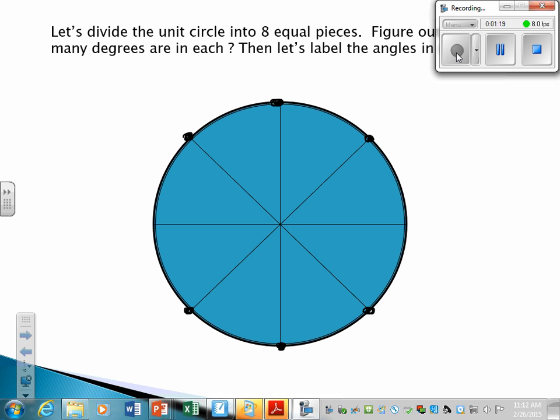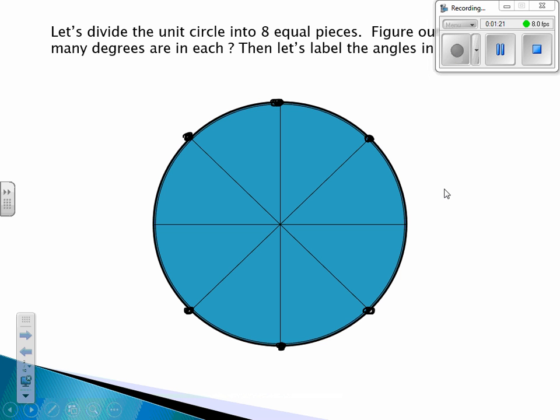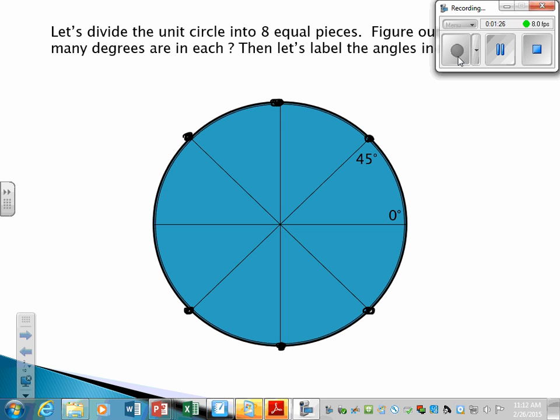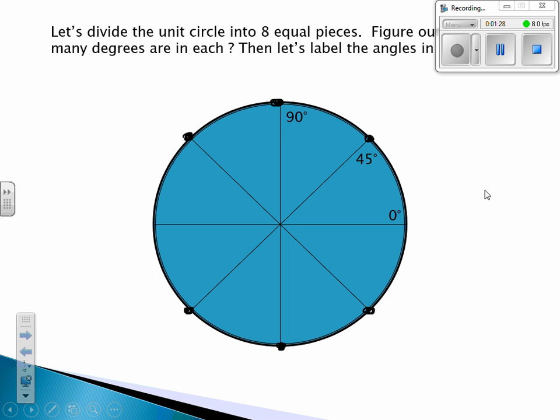Label all of your sections. And then the next thing I want to do is radians. If I know all the way around is 2 pi, then 2 pi divided into 8 sections means each part, each little pi, is pi fourths. So if you follow around, you're going to have 1 pi fourth.